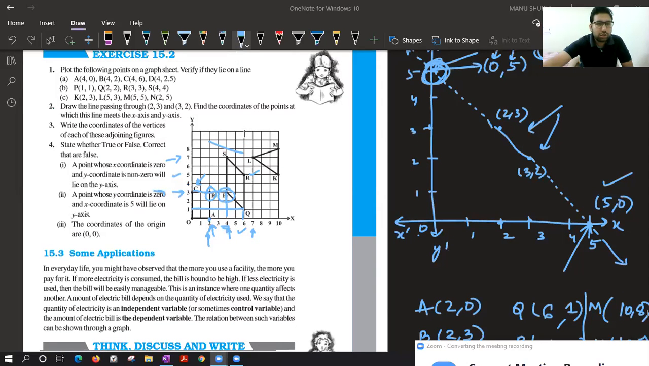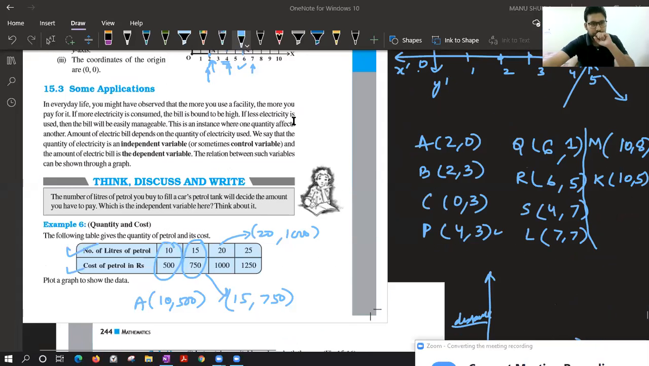In the last class, we discussed the questions of 15.2, where we learned how to represent coordinates on an axis, how to represent the x coordinate, how to represent the y coordinate. We have learned all that. Now, next is the real life applications of graphs.